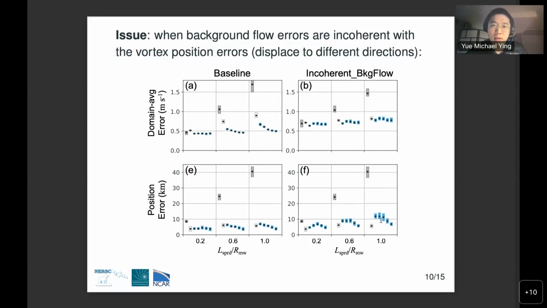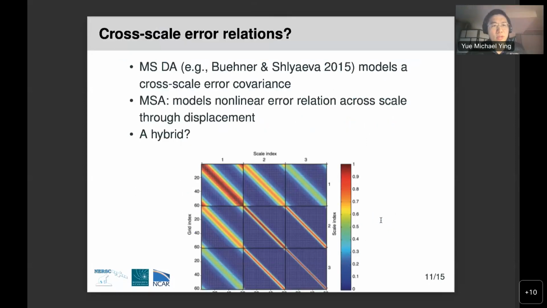Because I am making a coherence assumption here that the vortex position error is actually partly inherited by the large-scale projection of their signal in the background flow. So this raises a question: how to model cross-scale error relationships.